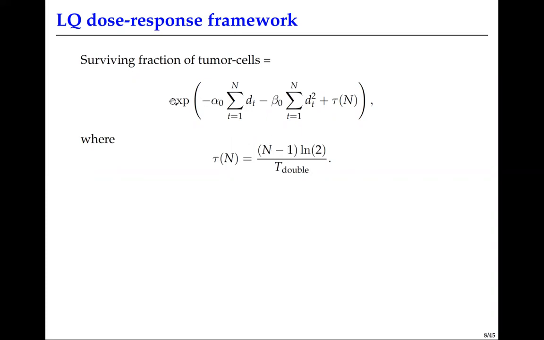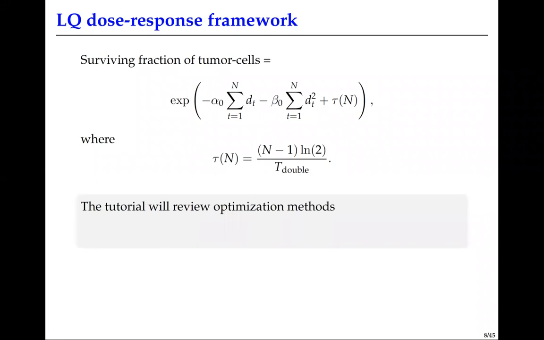Okay. So this is again exponential negative alpha 0. Alpha 0 is a parameter of this framework. Beta 0 is another parameter of this framework. So exponential negative alpha 0, sum of doses, negative beta 0, sum of square of doses, plus a proliferation term. This is the surviving fraction of tumor cells. Now this is the most widely used dose response model in the radiobiology literature. And the tutorial is therefore going to focus on this model in all the remaining slides.